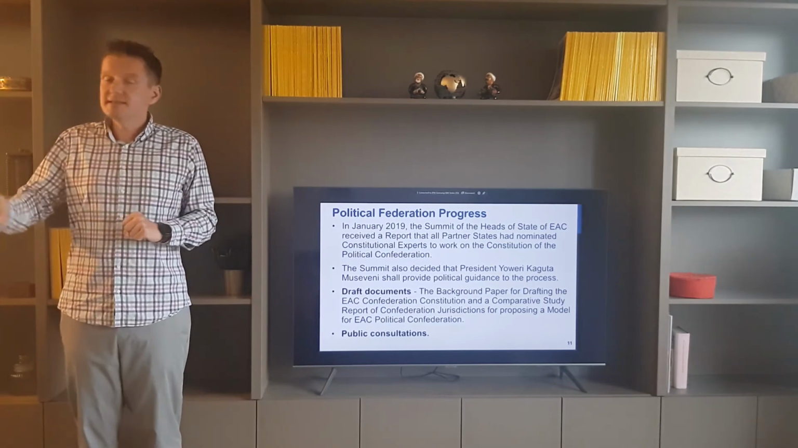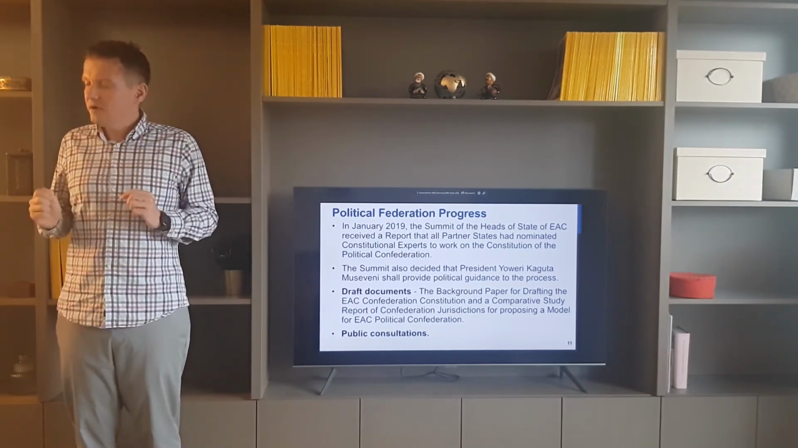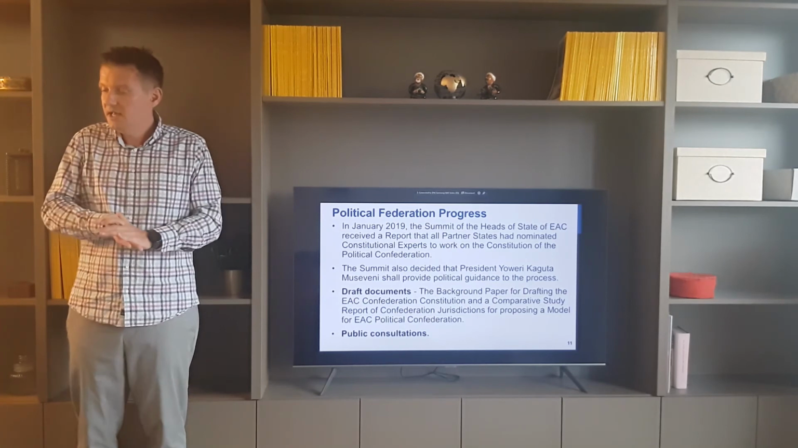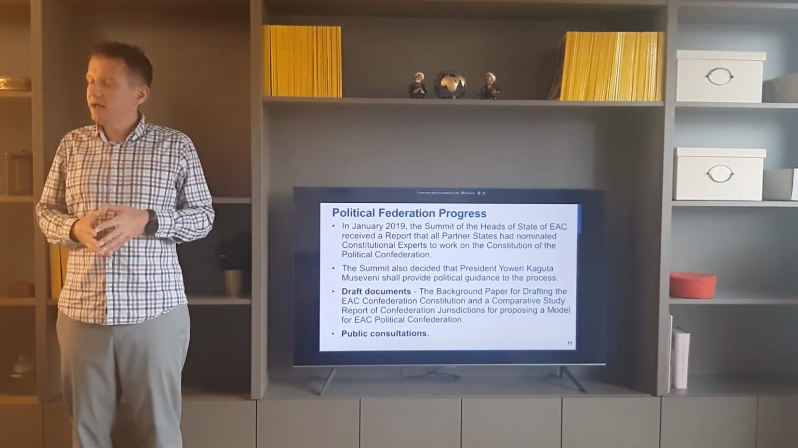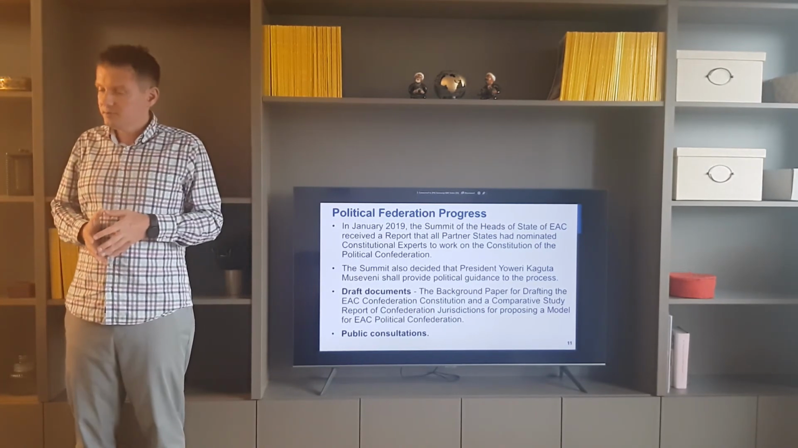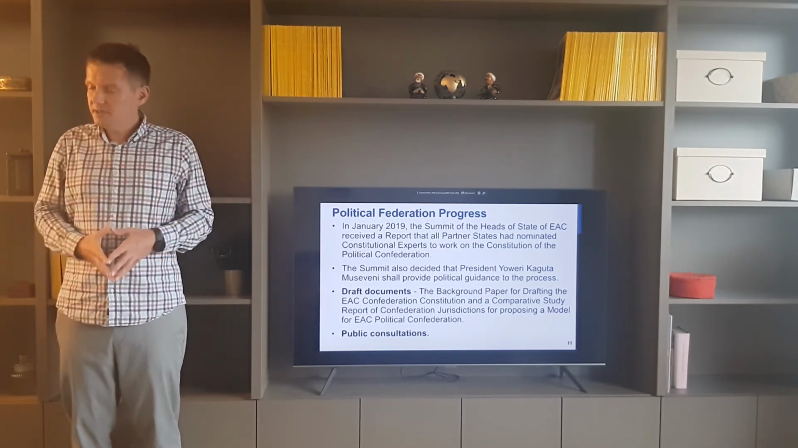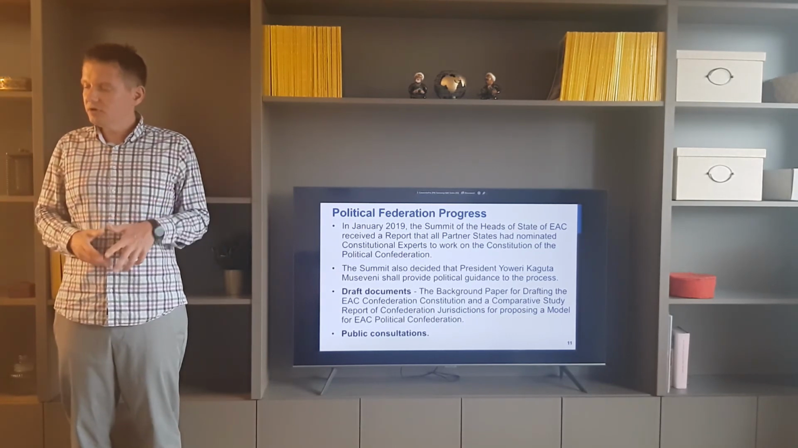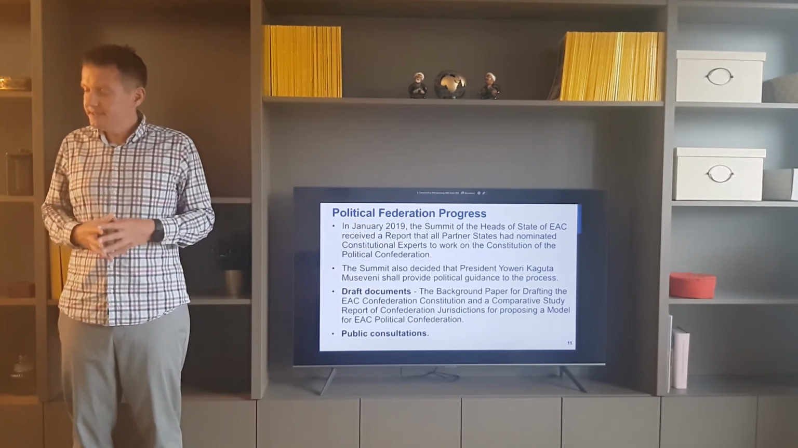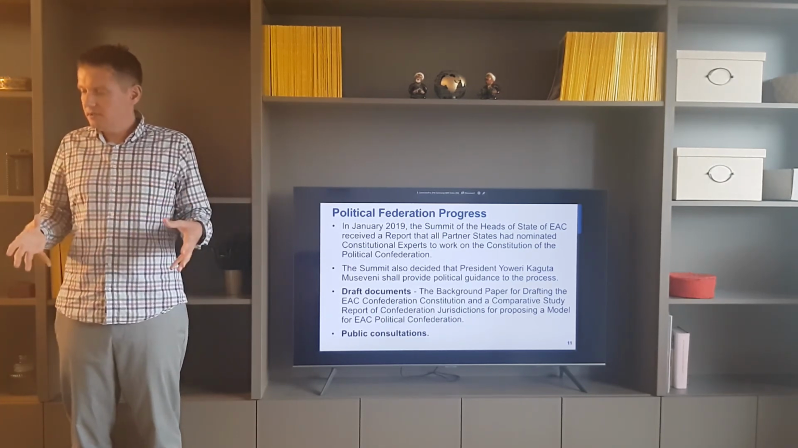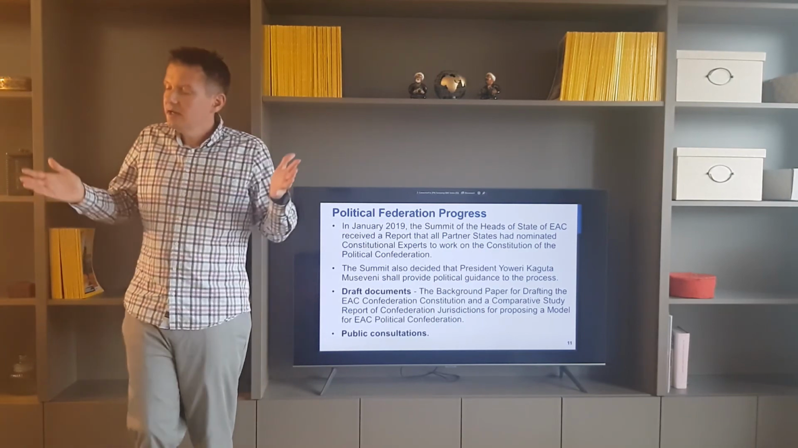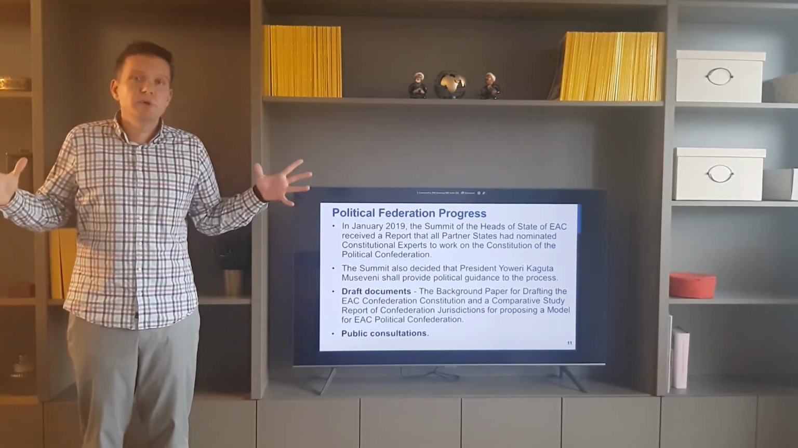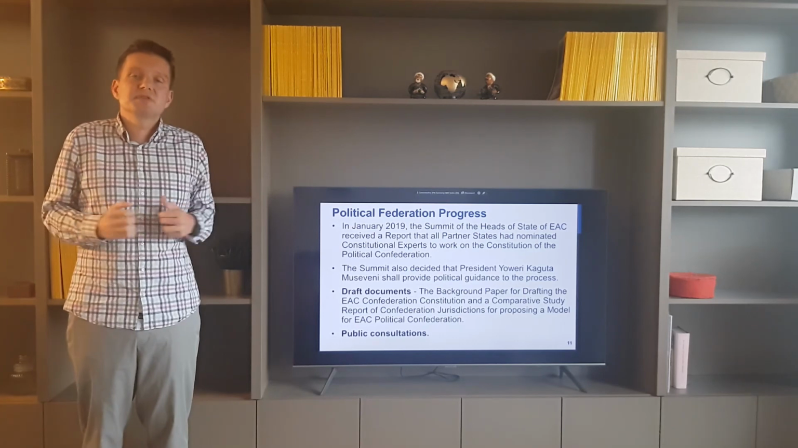In January 2019, the Summit of EAC Heads of State received a report that all partner states had nominated constitutional experts to work on the constitution of the political federation. The summit decided that President Museveni shall provide political guidance to the process. So, the progress here is that draft documents, the background paper for drafting the EAC Confederation, and a comparative study report on confederation jurisdictions have been set up, and are proposing models for political confederation. Public consultations will take place, and the work on this will continue, and we are yet to see where the process is going to take us.